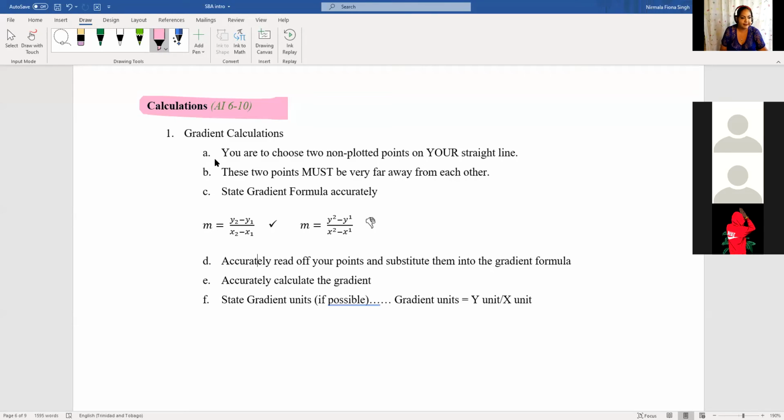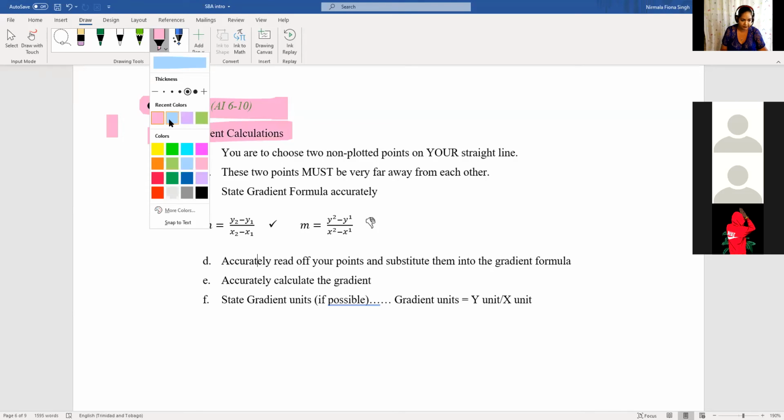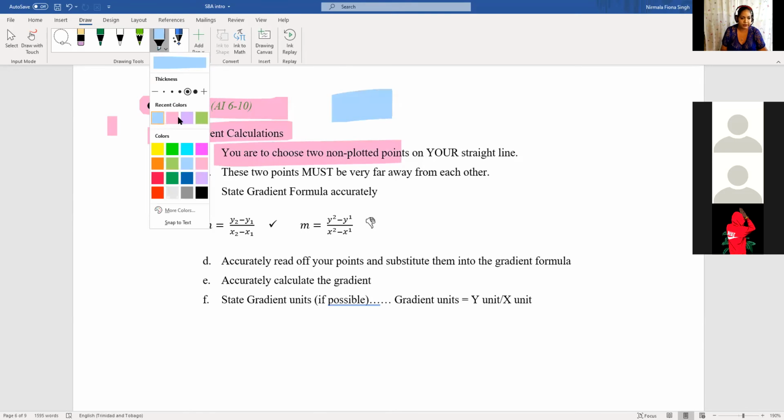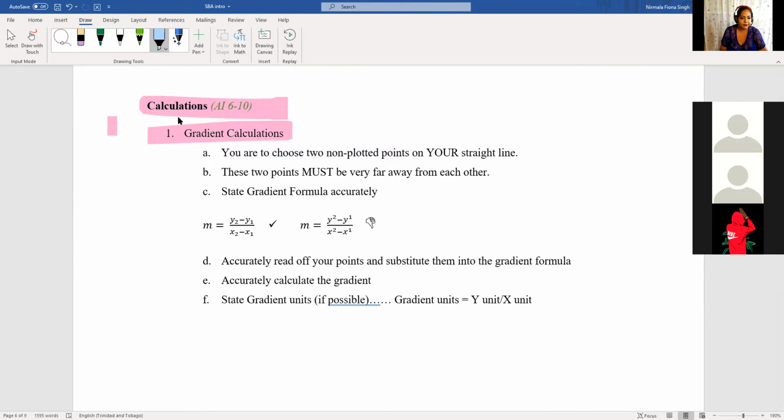For gradient calculations, you have to choose two non-plotted points. We did go through this, but we'll go through it again. Why didn't the blue come up? Okay, all right. You have to choose two non-plotted points from your straight line. These 2 points must be far away from each other. We have an example below. You must state your gradient formula accurately. Remember, we went through this.